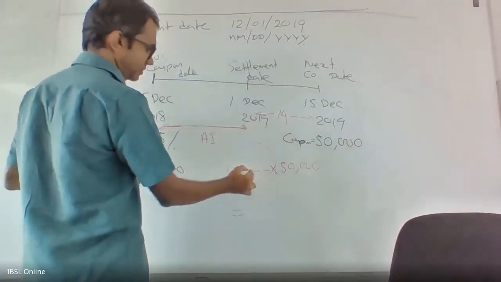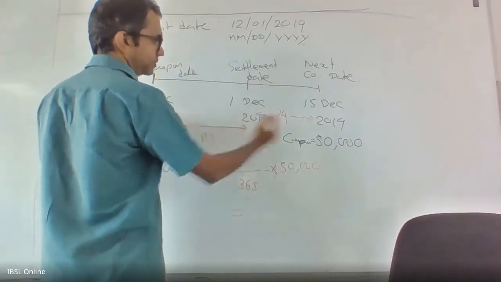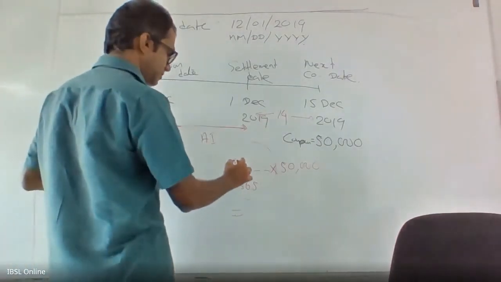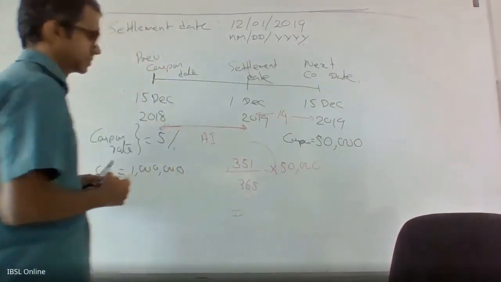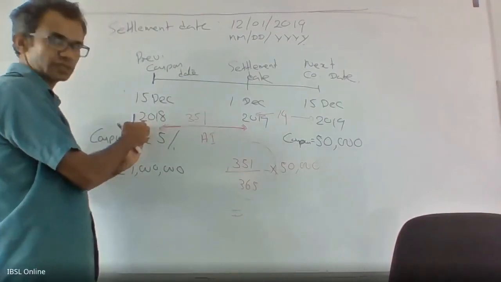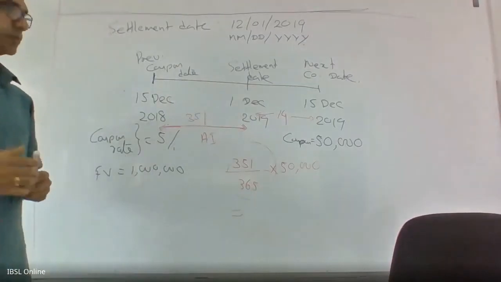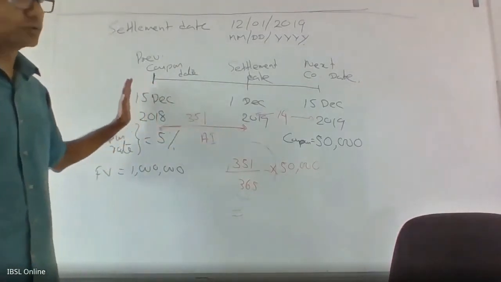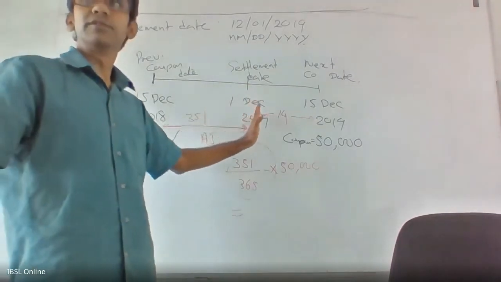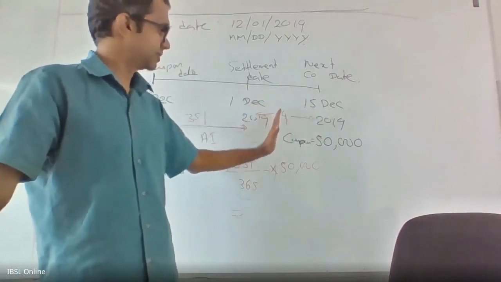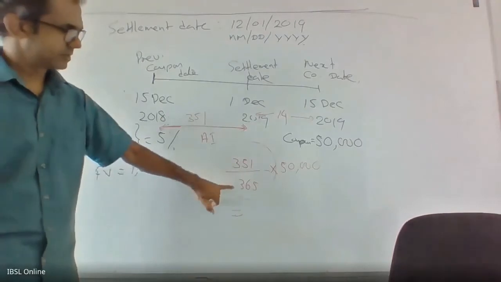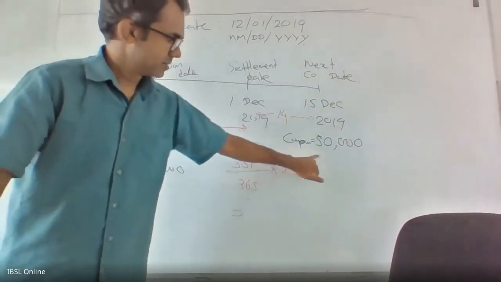Then for this period, it should be 365 for the whole period. Then 365 minus 14, 351. Correct? That should be the fraction. There are 351 days from December 15, 2018 to December 1st, 2019. Sorry about it. We are calculating this based on annual coupon. So from the last coupon date to the settlement date, there are 351 days. From settlement date to the next coupon date, there's only 14 days. So you accrued interest for 351 days out of 365. And the total amount is 50,000.